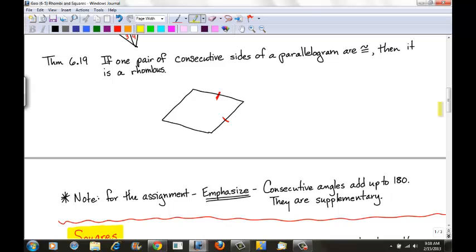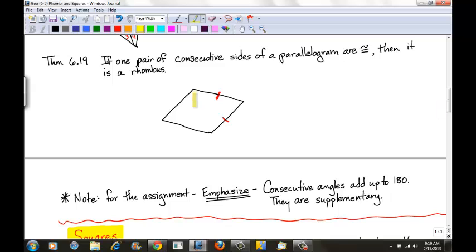Okay, then when you're doing the assignment, and there's no assignment yet for Monday, remember, consecutive angles add up to 180 degrees. That means they are supplementary, when you're looking at a rhombus.